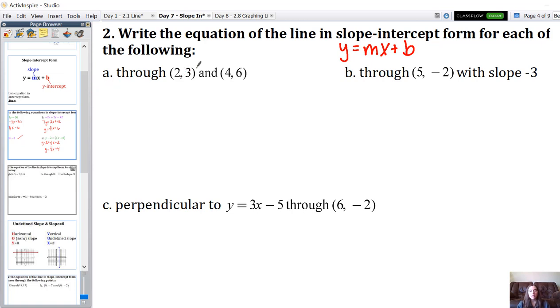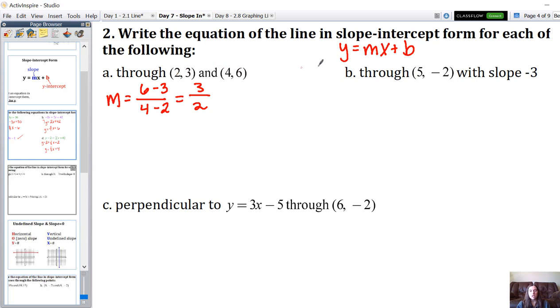So in part A, I'm giving you these 2 points, (2, 3) and (4, 6). When I give you 2 points, the first thing we need to do is find the slope. So I'm going to use (2, 3) as my x1, y1, and (4, 6) as my x2, y2. So we've got 6 minus 3 over 4 minus 2. 6 minus 3 is 3, 4 minus 2 is 2. So there's our slope, 3 over 2.